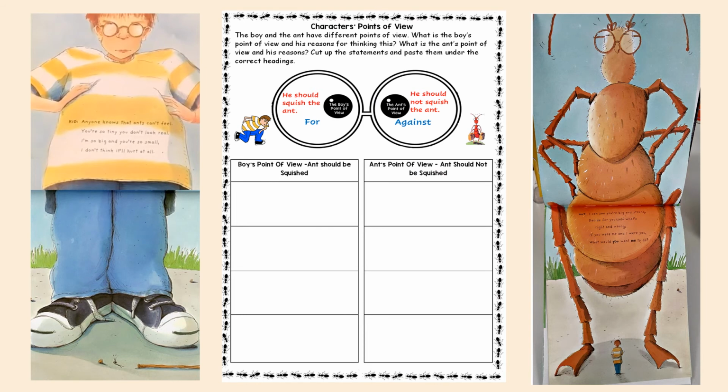Our first task today, we're going to be looking at the character's point of view. Remember last week we were talking about you can be for or against a point of view? Well, on this topic, should the ant be squished, I definitely think the boy is for it, the ant should be squished, and the ant is definitely against it, that he should not be squished. So this is your worksheet you're going to complete.